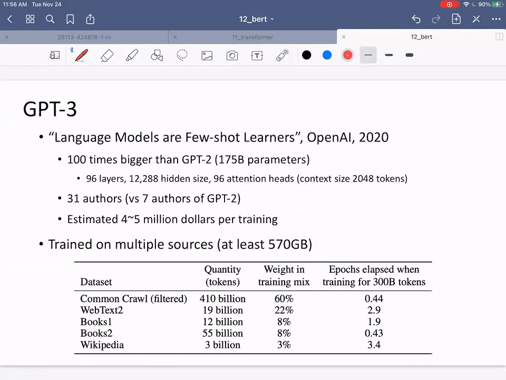So GPT-3, the name of the paper was Language Models Are Few-Shot Learners. And it was, of course, performed by OpenAI, presented a couple months before. I think it was like August or so, or maybe a bit before that. Now GPT-3 is 100 times bigger than GPT-2. GPT-3 has 175 billion parameters. It has 96 layers, 12,000 hidden size, 96 attention heads, and now the context size has increased to 2,048 tokens.